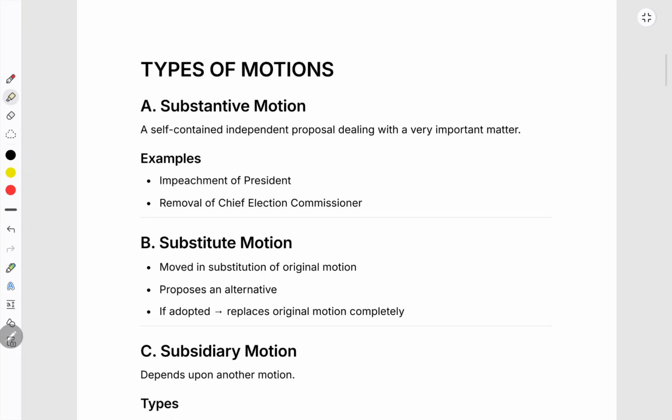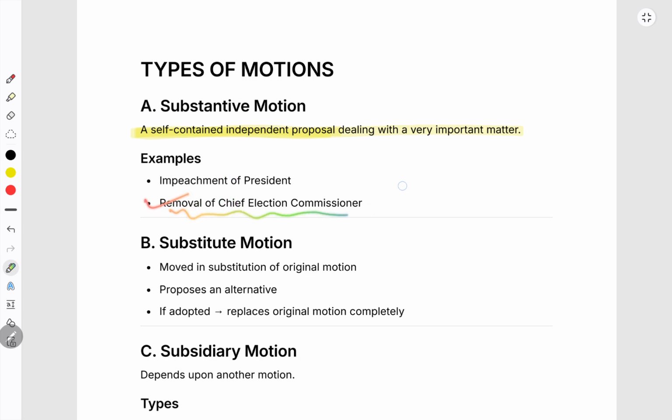Now there are some types of motions. First is the substantive motion. Substantive motion is nothing but a self-contained independent proposal dealing with a very important matter. So this is a self-contained independent proposal, right? Like impeachment of president. Impeachment of president अपने आप में ही एक self-contained proposal है, right? Independent. It's an independent proposal. Okay, it's independent in nature. इसका if we are discussing, if the house is discussing upon the impeachment of president, so this is an independent matter, so this comes under a substantive motion.